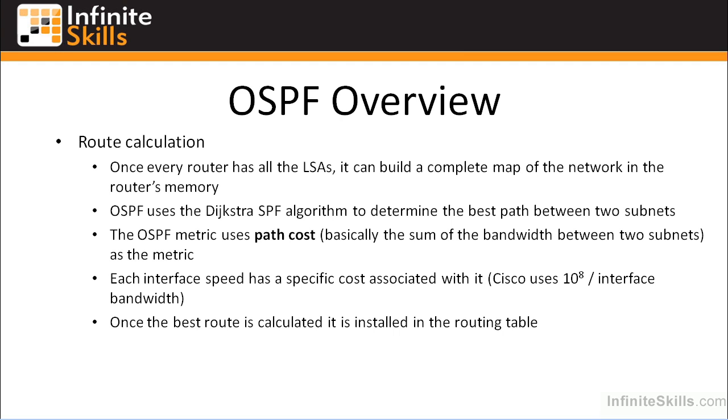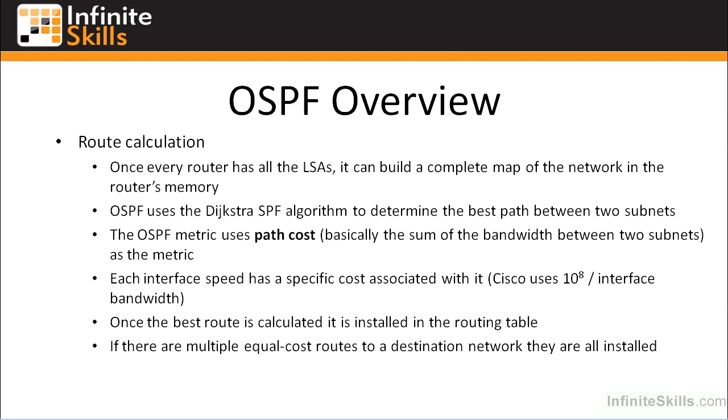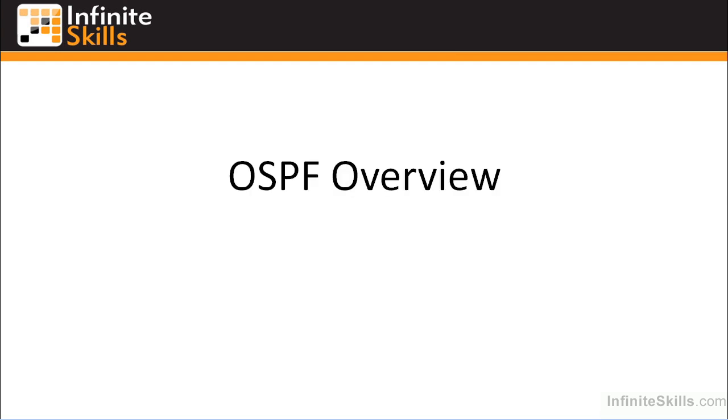OSPF knows that there are other paths to get to the same network, and so if that main path fails, it can recalculate the link state database and start using the other path immediately because it knows about the entire network topology. It doesn't have to go out and search for a better route. If there are multiple equal cost routes to a destination network, they are all installed in the routing table. So OSPF gives you the ability to do equal cost load balancing across multiple links in your network. And that concludes our overview of OSPF.